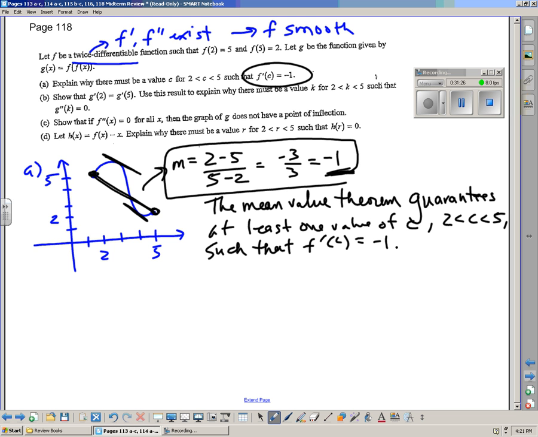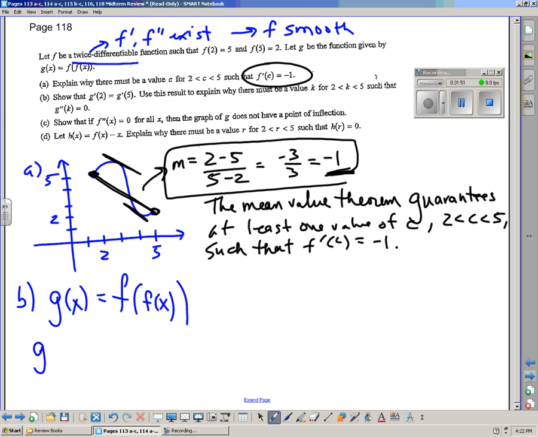Then part B says, show that g prime of 2 is equal to g prime of 5. And then it says, use this result to explain why there must be a value of k between 2 and 5, such that g double prime of k is equal to 0. Interesting. We have not done something like this, but it says show that g prime of 2 is g prime of 5. Well, they did tell us that g of x was f of f of x.